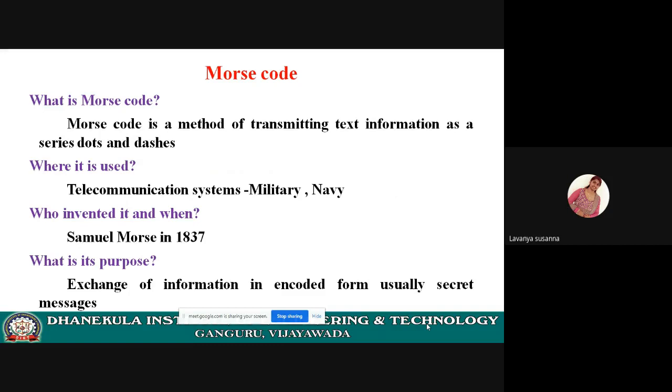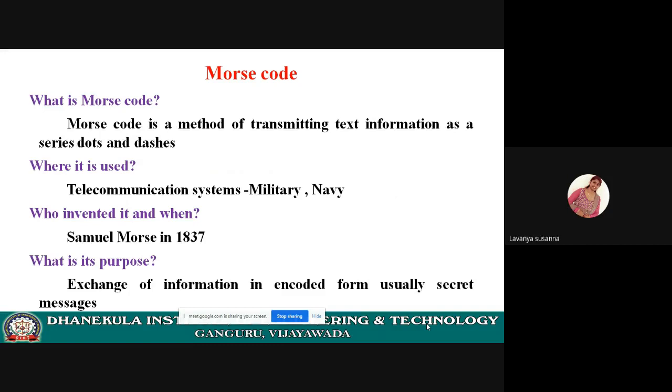This Morse code is a method of transmitting information. Just as I'm speaking in English, which is composed of A to Z, here for A to Z there are codes made of dashes and dots. Using these dashes and dots, communication will take place. It is mostly used in military and navy. Samuel Morse invented this Morse code in 1837. It was the oldest method.